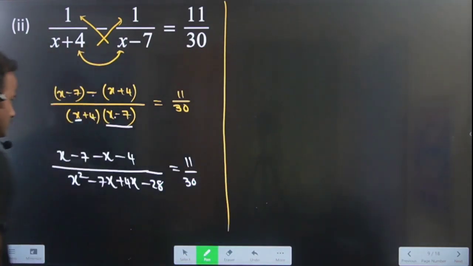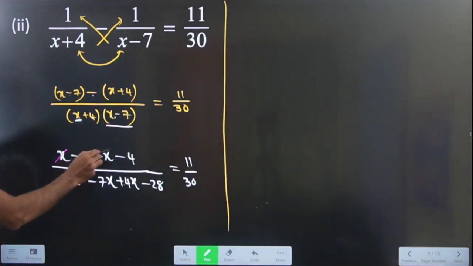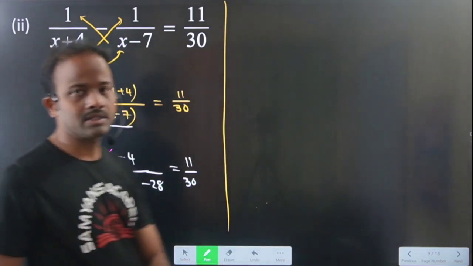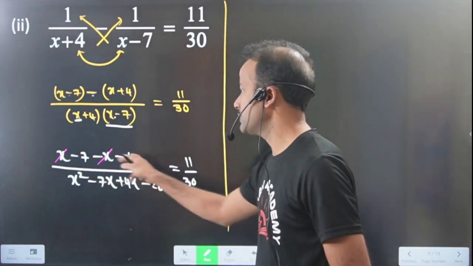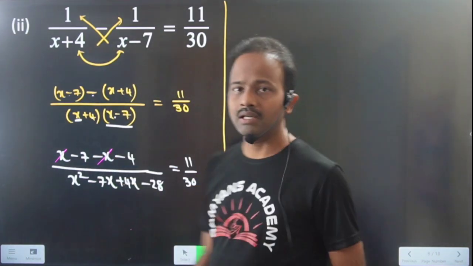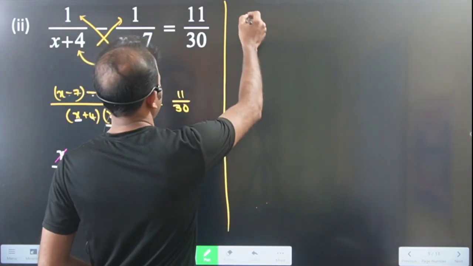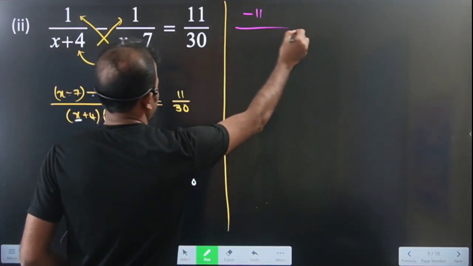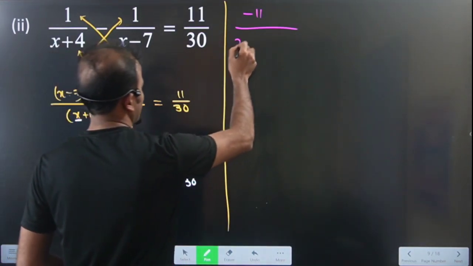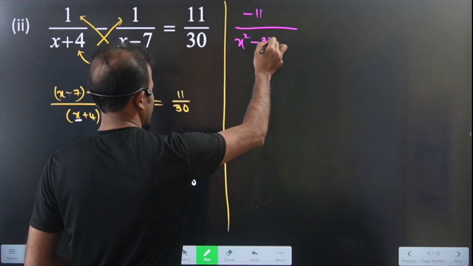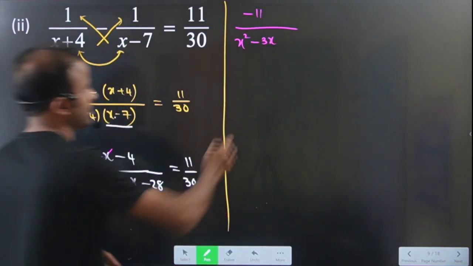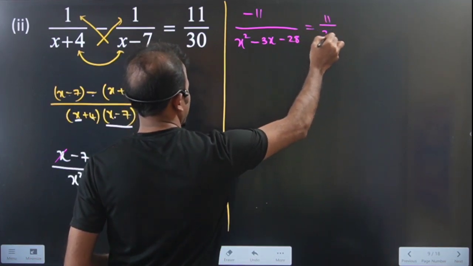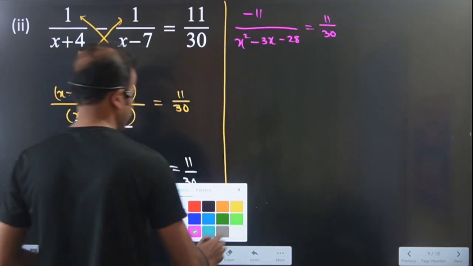So next, here plus x and minus x get cancelled, right? Minus 7 minus 4 is there. Minus 7 minus 4 will become minus 11. Minus 11 by x square minus 7x plus 4x. How much is it? That is minus 3x. Minus 28 is there. Minus 28 equal to 11 by 30. Both sides, 11 and 11 get cancelled.